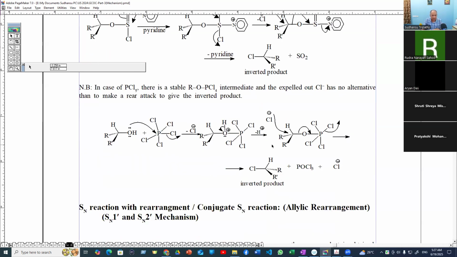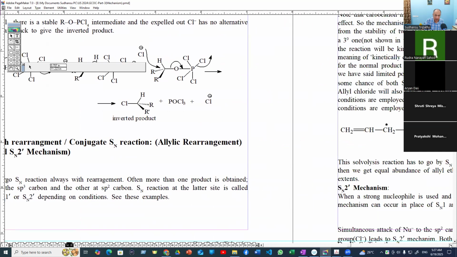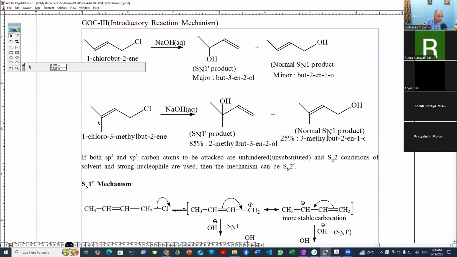Okay, then I would like to show you without wasting time, and I will urge you to write down the corresponding allylic rearrangement, SN reaction with rearrangement. That is also called conjugate SN reaction that you will encounter in IIT Advanced. Supposing you are given a double bond and chlorine in the allylic position, and you are using NaOH, aqueous or alcoholic, doesn't matter.